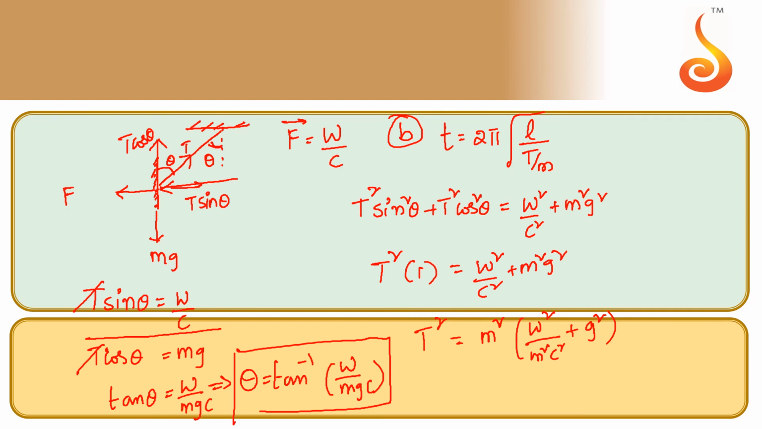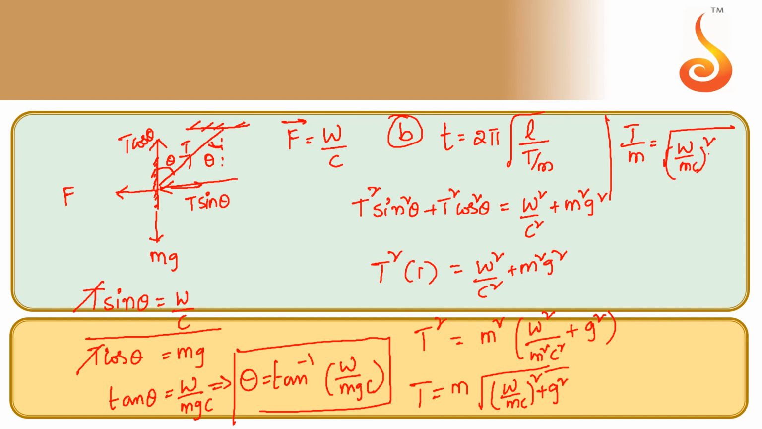Sending the square to the other side, what we get is T is equal to M into under root of (W by MC) whole square plus g square. Therefore we get T by M is equal to under root of (W by MC) whole square plus g square. We got the T by M value.